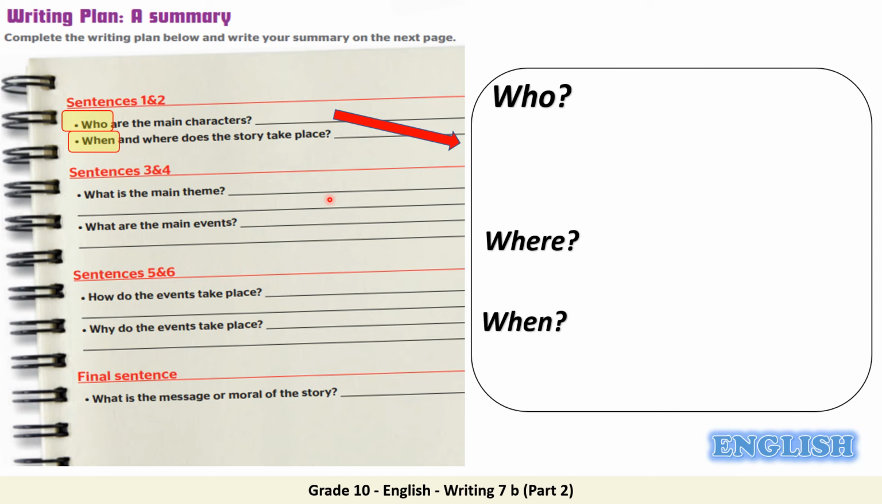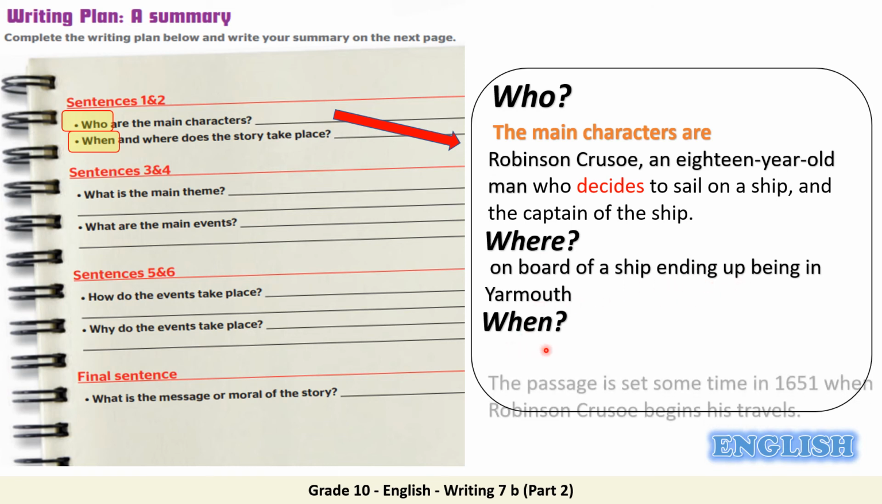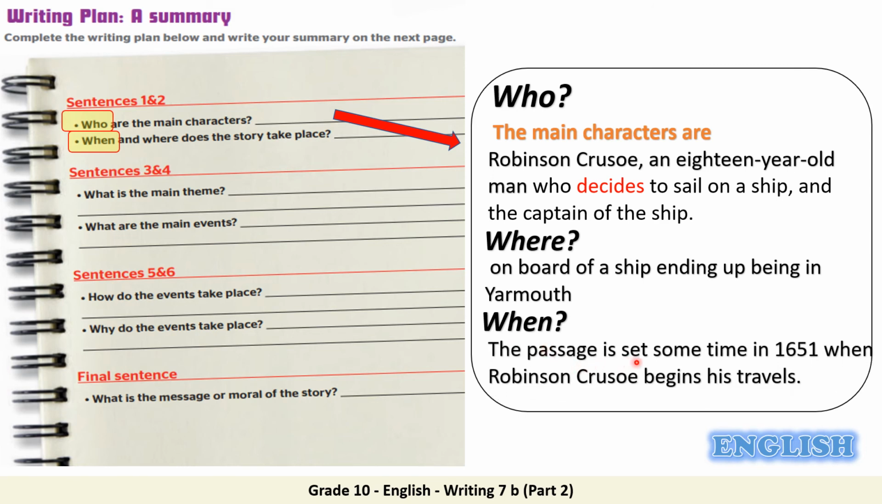Let's answer together. So, who are the main characters of the story? That's correct. The main characters are Robinson Crusoe, an 18-year-old man who decides to sail on a ship, and the captain of the ship. Where? On board of a ship ending up being in Yarmouth. When? The passage is set sometime in 1651 when Robinson Crusoe begins his travels.